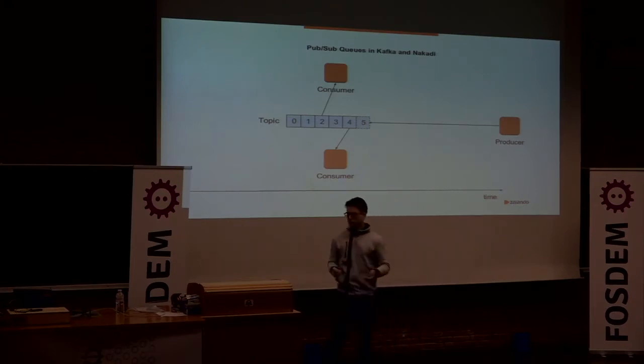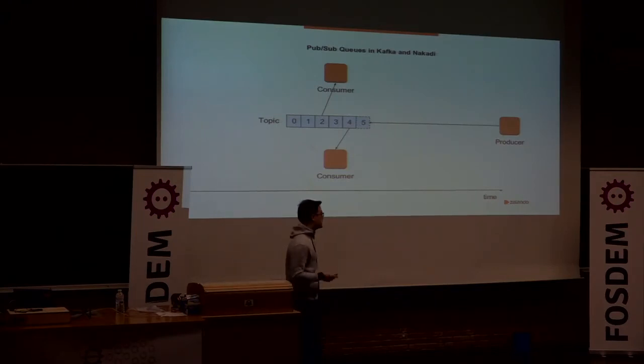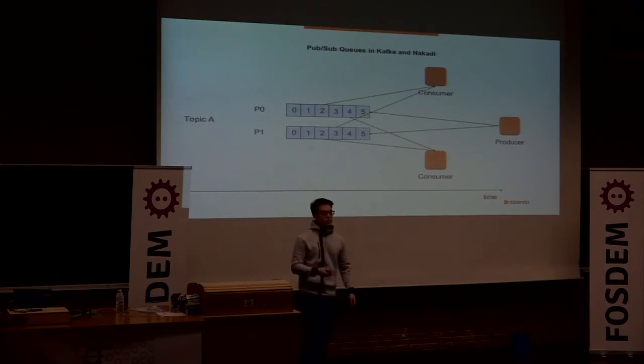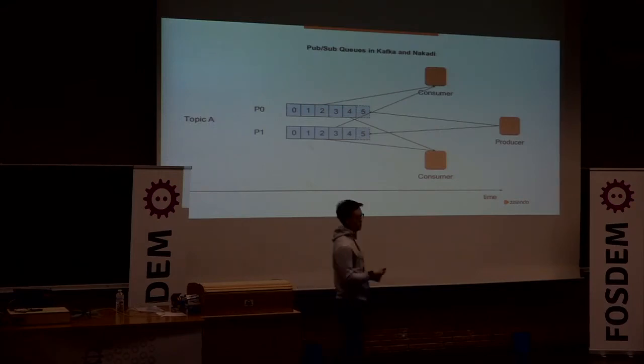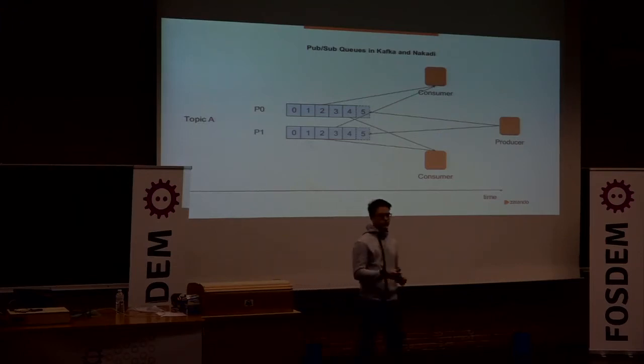So what do you do in Kafka when you want to have more throughput? Because you want to write a lot of messages. Well, you can create partitions. And Kafka guarantees order only within the partition. So the producer gets to write to either partition. He gets to choose, or Kafka chooses for him. And the consumers can read from both partitions, and they can handle twice as much.